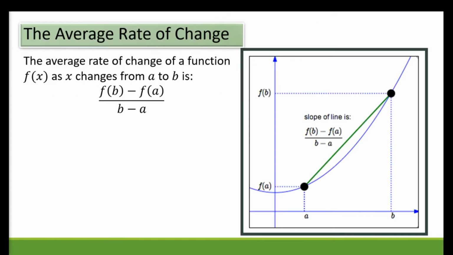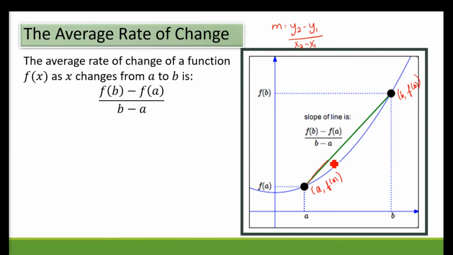Now you may recall that the average rate of change of a function between 2 points is just the slope of the line that would connect those 2 points. So on the graph here, you see we have the point A, f of A, and we have the point B, f of B. And so remember, to find slope, slope was just equal to y2 minus y1 over x2 minus x1, right? Or the change in y over the change in x.